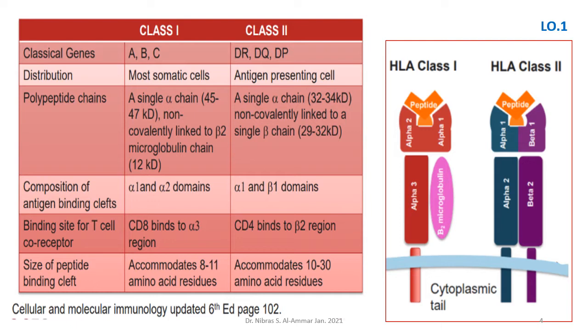Class 1 binds with CD8 T cell through the binding to alpha 3 region, while class 2 binds with CD4 through the beta 2 region. The size of peptide binding cleft varies between class 1 and class 2. Class 1 accommodates 8 to 11 amino acid residues, while class 2 accommodates 10 to 30 amino acid residues.